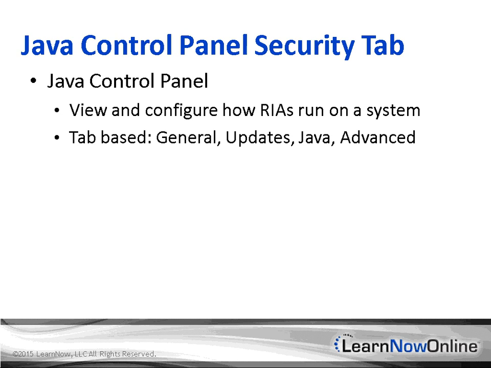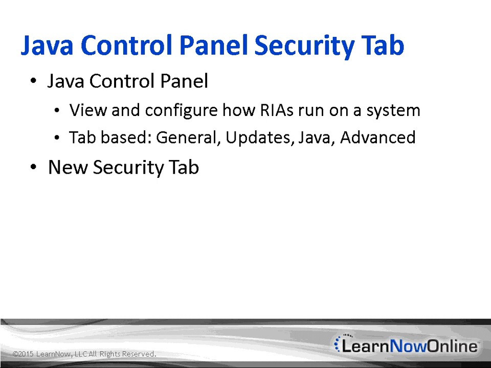And the Advanced tab, which shows a long list of options for many areas. Just a few include debugging, Java console, secure execution environment, and application installation. Java SE 7 Update 51 added our very last tab, the Security tab, to provide additional control over RIAs.